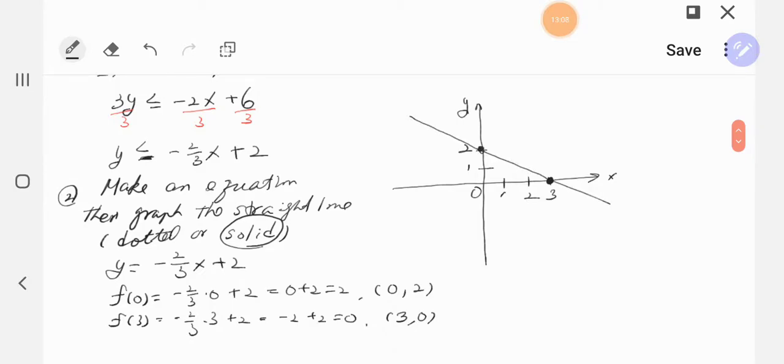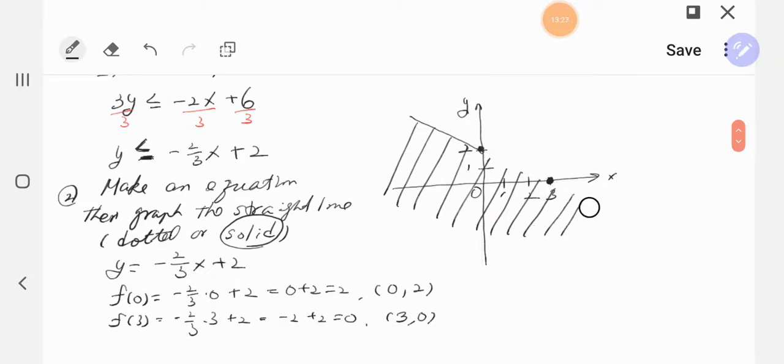Okay, straight line. So we graph only the straight line. Now y is equal to, then it's all the points on the line. And we need less than. So less than means what? Below the line, right? Below the line. So the graph will be below this line. So this is the solution. Okay? So this is the solution.